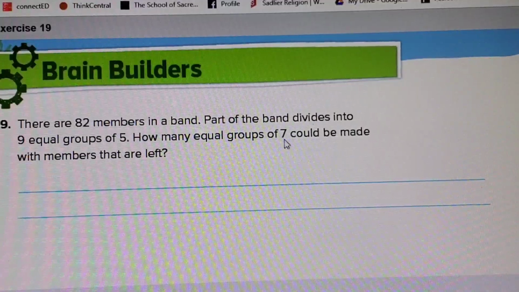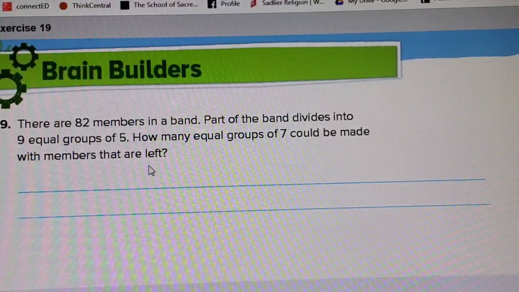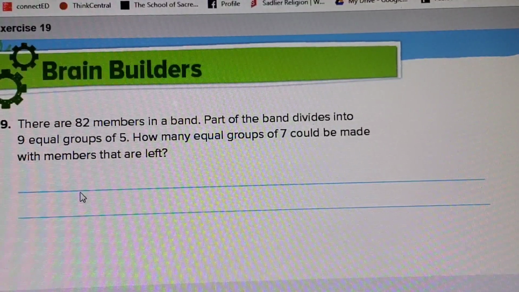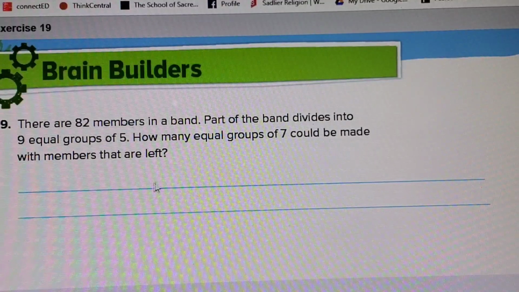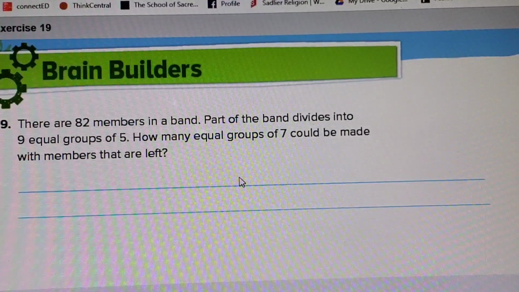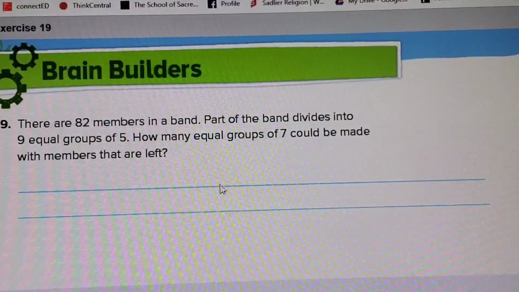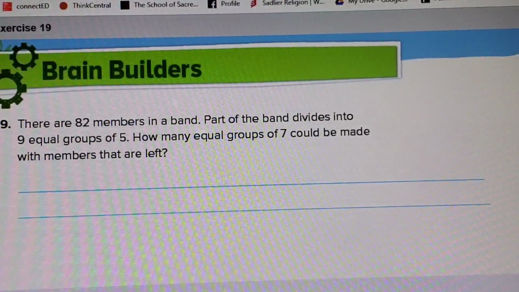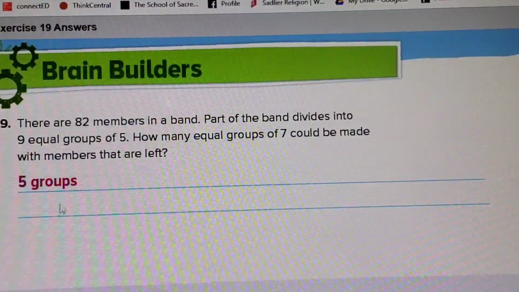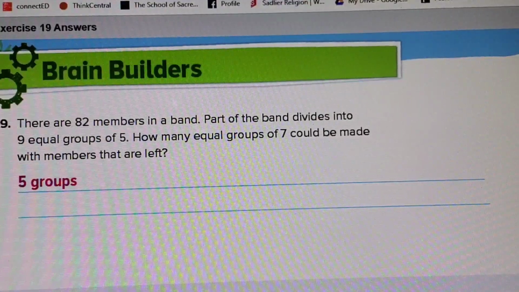How many equal groups of 7 could be made with the members that are left? So 37 divided by 7 will give you 5 groups, because 5 times 7 is 35. So you'll have 2 left over. So 5 groups.